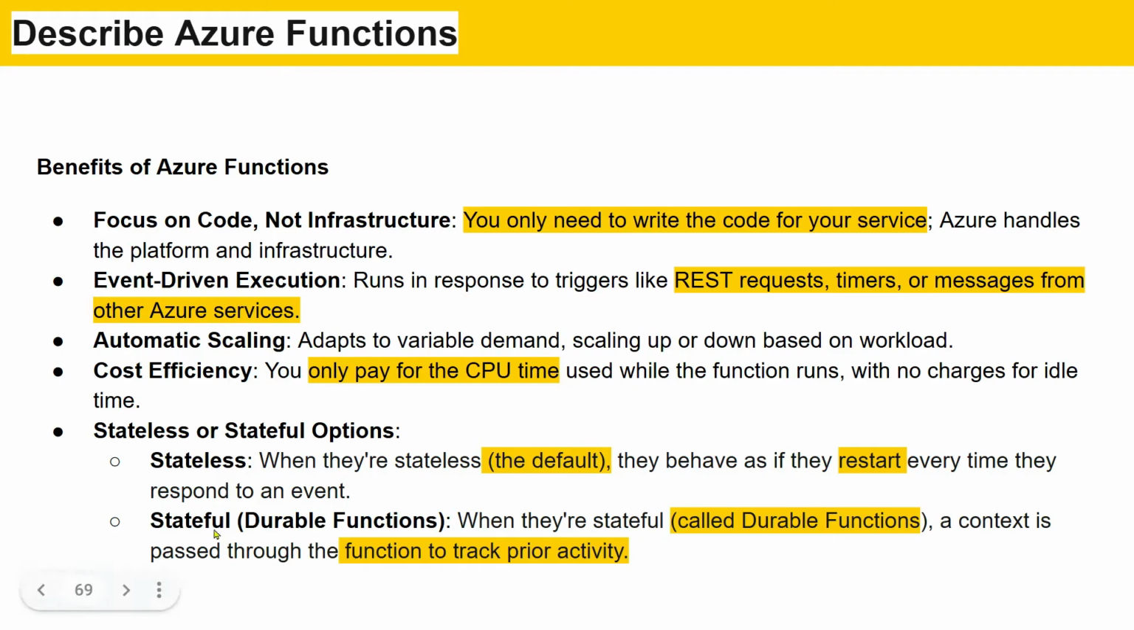Now there is something called stateful. In the email example, stateless, it doesn't wait to check any other state. It just sees if the database has got a new signed up entry, and it starts sending out an email. Now what is stateful? This is called durable functions. When they are stateful, called durable functions, a context is passed through the function to track prior activity. So the important words I have highlighted: function to track prior activity.